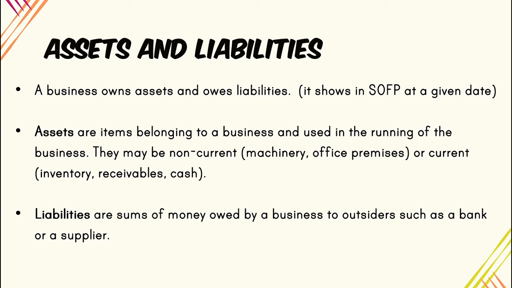Next, the assets and liabilities. Assets are items belonging to a business and used in the running of the business. They may be non-current or current. Liabilities are sums of money owed by a business to outsiders such as a bank or a supplier.